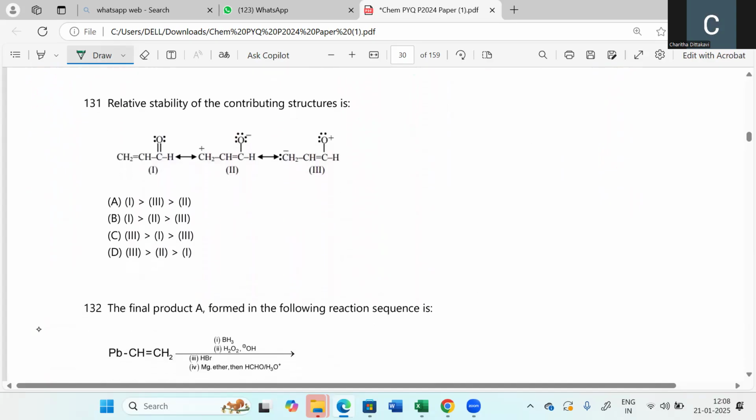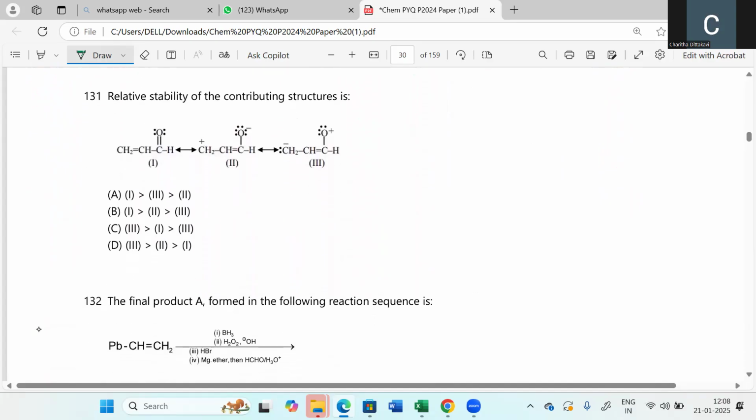Next, relative stability of the contributing structures. Number 1 is definitely more stable for sure. Number 1 because there is no charge. Same compound, look, no charge on it. Whereas O positive, O negative. O negative is more stable. So 1, 2, 3, option B is right.